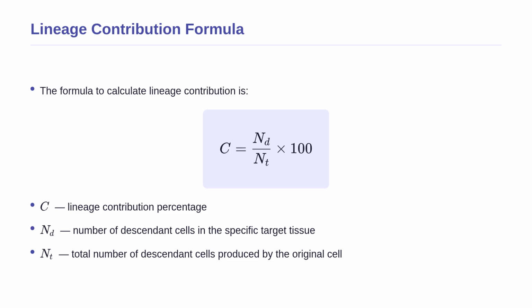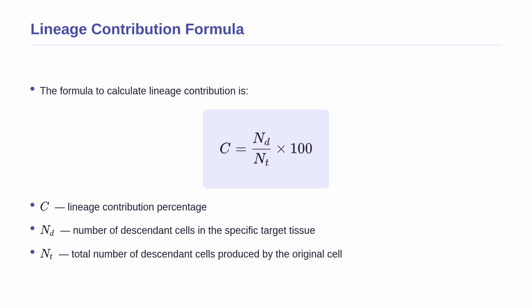To quantify this contribution, we use a straightforward mathematical relationship. The formula is C equals n sub d divided by n sub t, all multiplied by 100. Let us break down what each symbol means. The letter C represents the lineage contribution percentage, which is the final value we want to find.